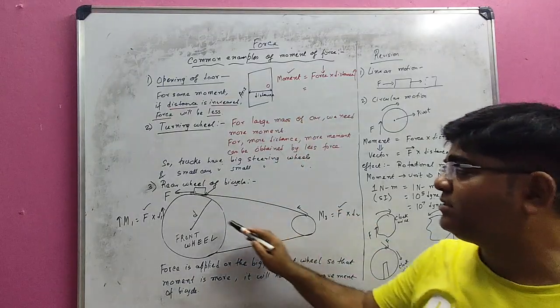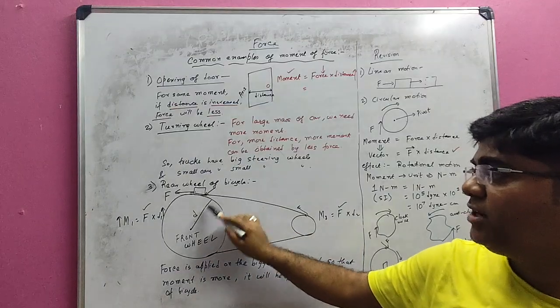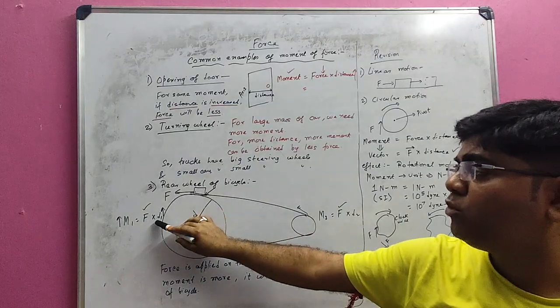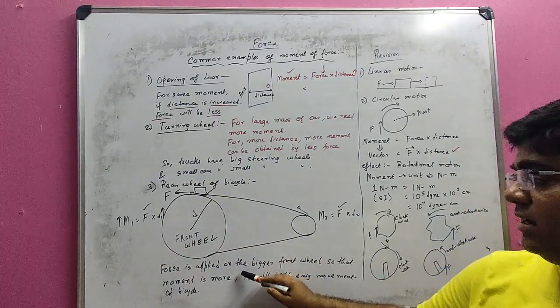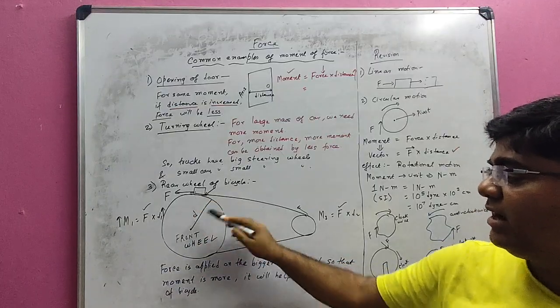This is a special type of bicycle where the front wheel is bigger than the back wheel. The front wheel is much bigger than the rear wheel, which you can see. The distance being more, it will create more moment and it can help in easy movement of the bicycle. And thus we apply the force on the rear wheel over here and it can help in easy movement of the bicycle.